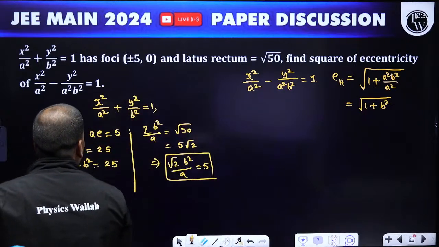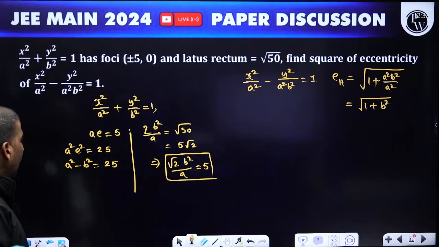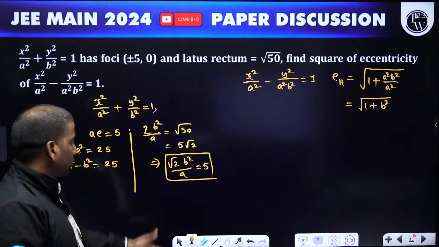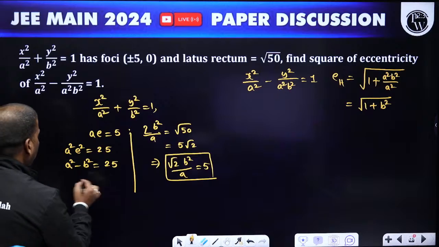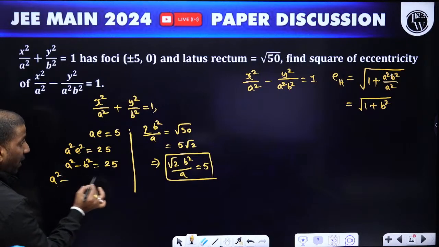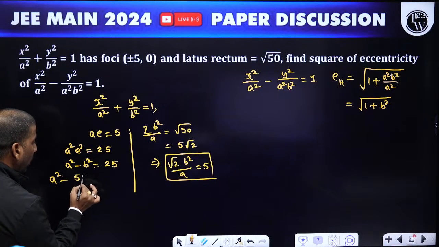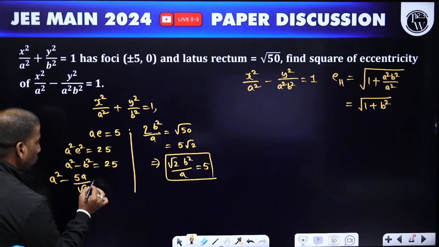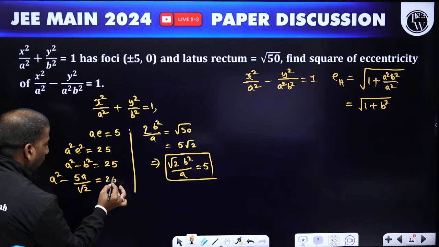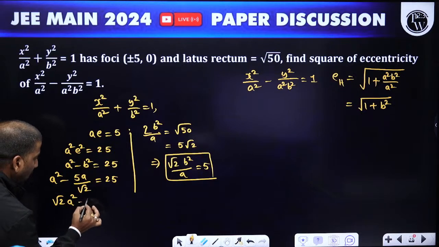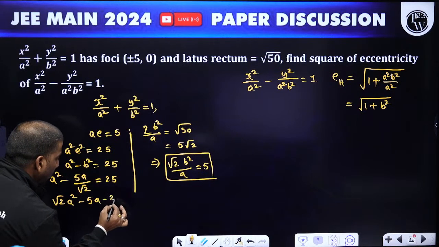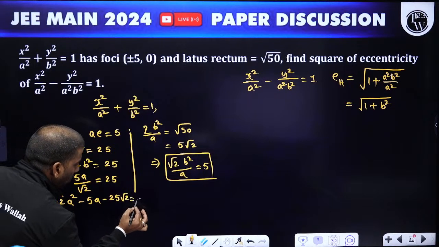Right? So for that, we need to use these two conditions. b square is equal to, so that means I will substitute here. a square minus, what is b square? 5a by root 2, which is equal to 25. So the quadratic equation is root 2 a square minus 5a minus 25 root 2 is equal to 0.